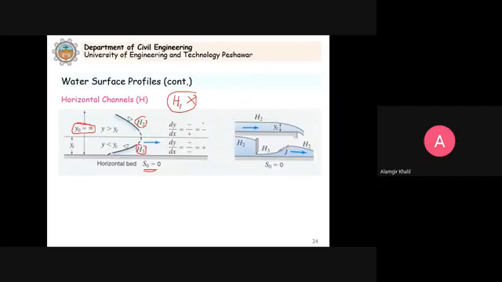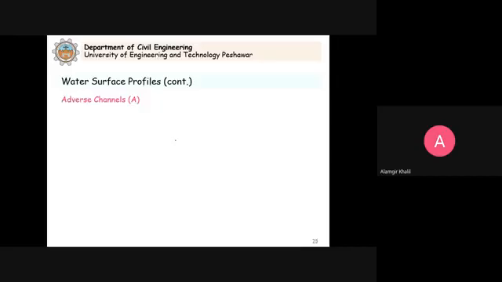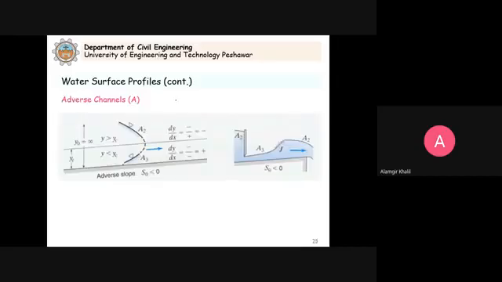Similarly, for adverse slope, again A1 is not possible, because it cannot sustain the normal depth. So A2 is a decreasing one, and A3 is increasing one as the sign determined by this equation. So this will tell us qualitatively the profiles are increasing or decreasing.